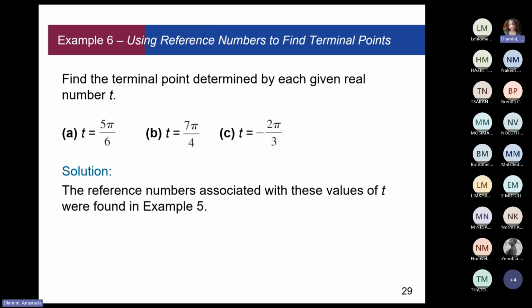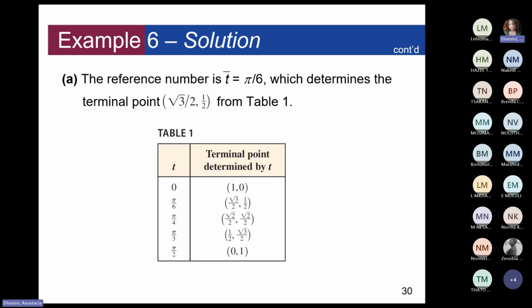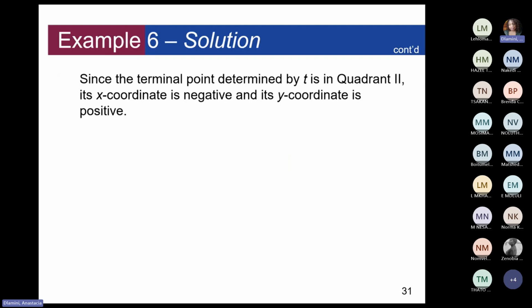real number t, using the reference number. So they say the reference number associated with these values of t, it's those ones that we found. Then they say we found that the reference number is pi over 6, which then determines the point root 3 over 2 and 1 over 2. This means since the terminal point determined by t is in the second quadrant, its x value is negative and its y value is positive. So that's what we got.